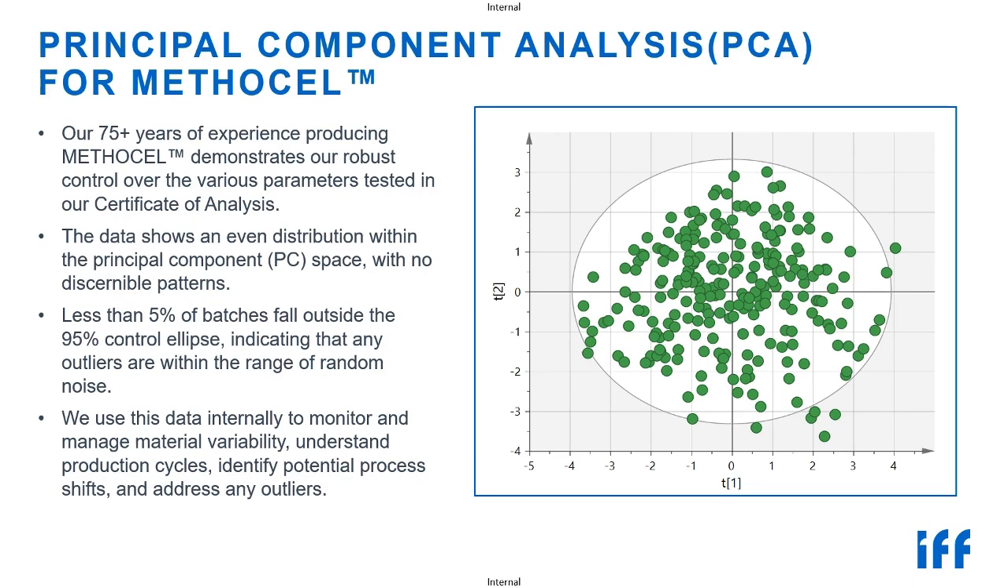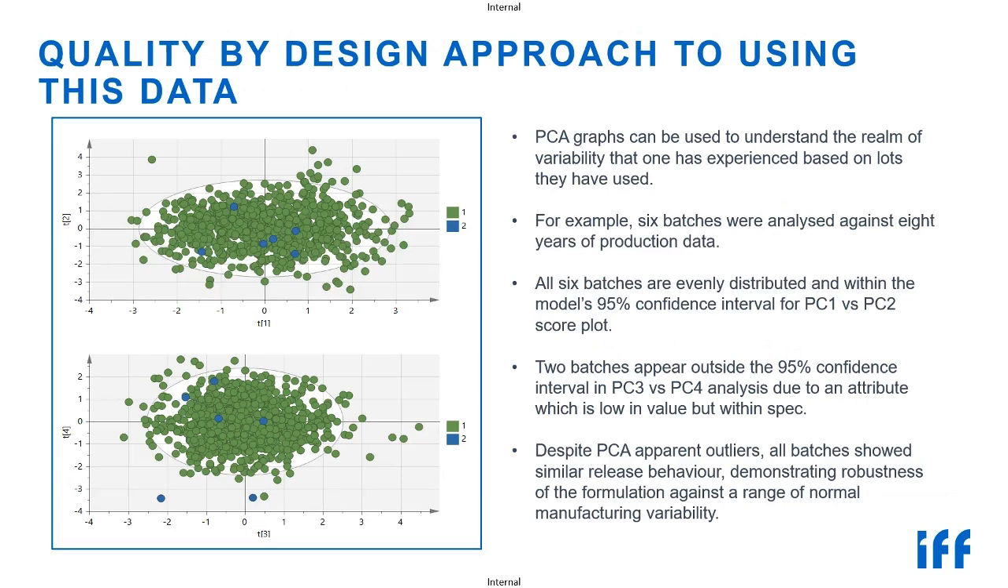We use this data internally to monitor and manage our own material variability, understand our production cycles, and address any outliers or any shifts or any patterns. We can use these principal component analysis graphs to understand the realm of variability that one experiences based on the lots they have used. And this can be used as a quality by design approach instead of using the actual quality by design samples. For instance, in this particular example, shown on the left-hand side, we analyzed 6 batches against 8 years of production data.